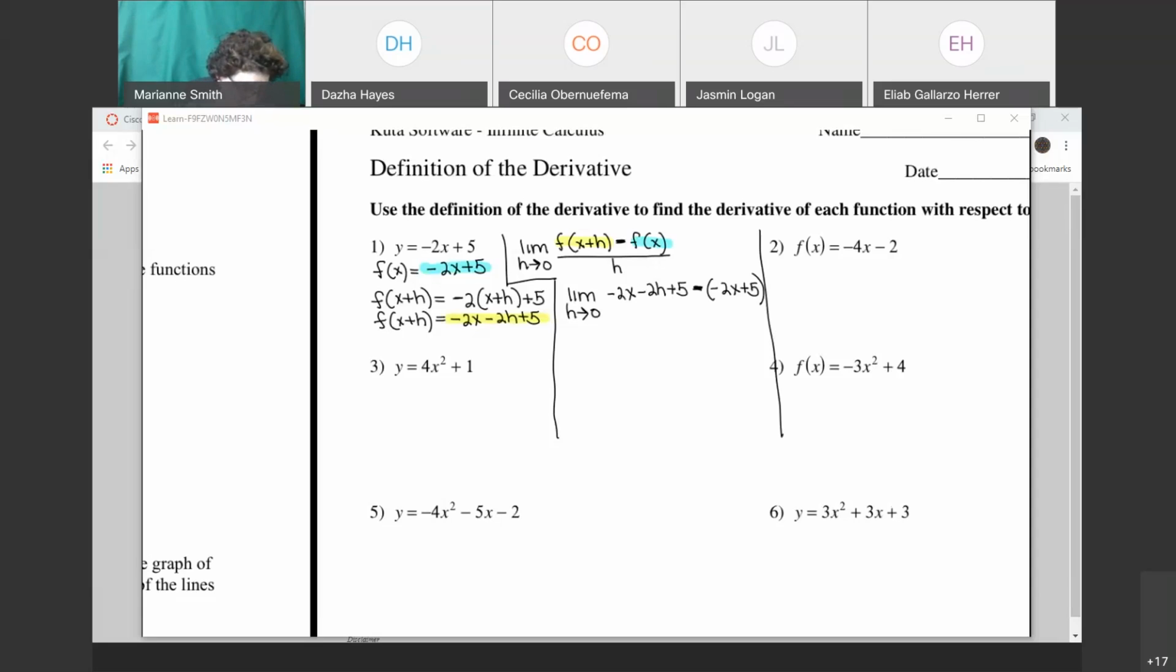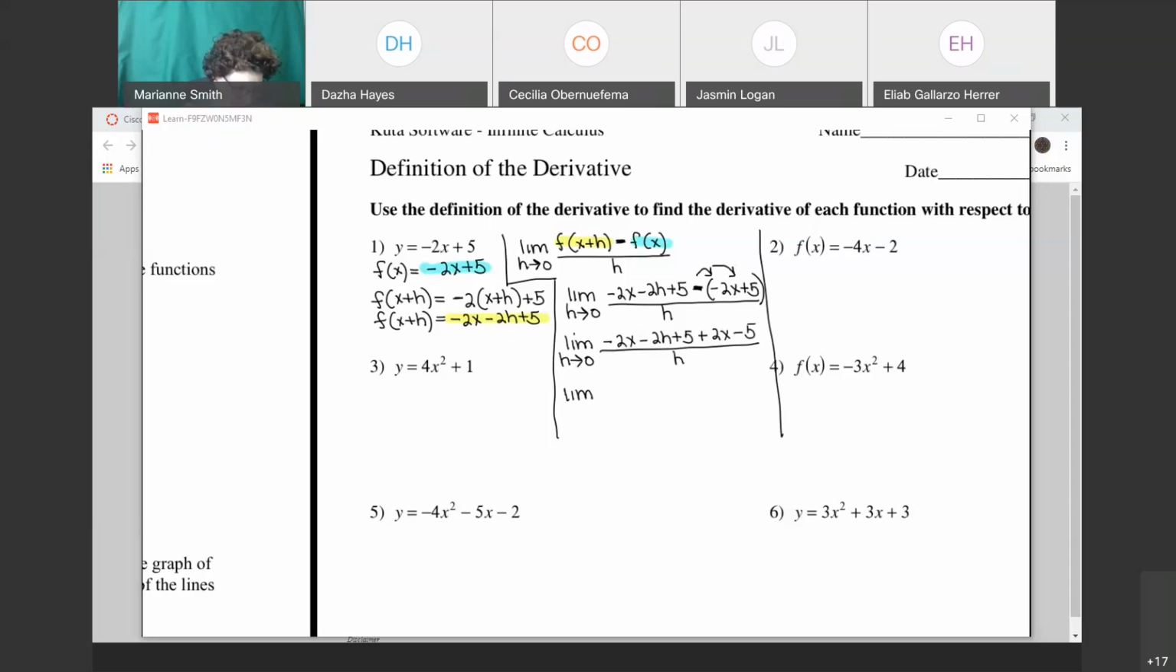The denominator is super easy. It's just h. Now I've got to do some algebra on the numerator. Namely, I've got to distribute that negative sign. So I'm copying my limit statement over again. And I get negative 2x minus 2h plus 5, minus the negative 2x is plus 2x, minus a positive 5 is minus 5. So this is just algebra. Everybody all right still?